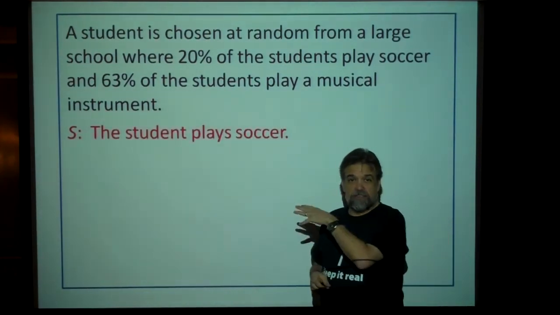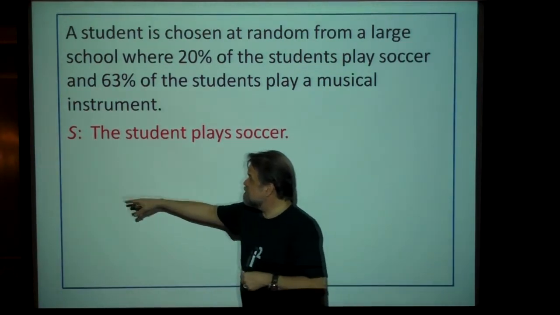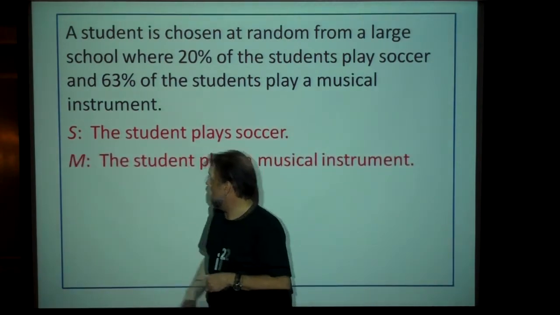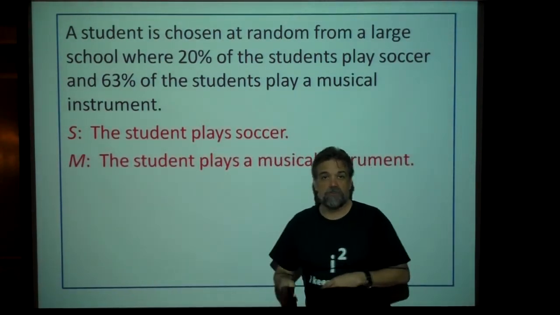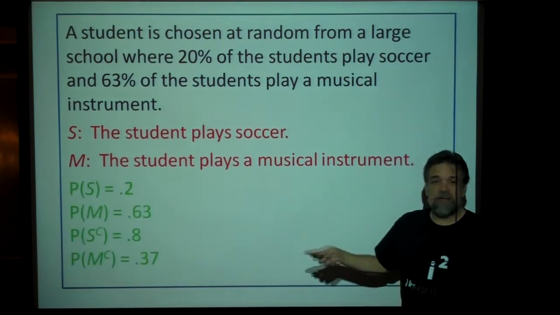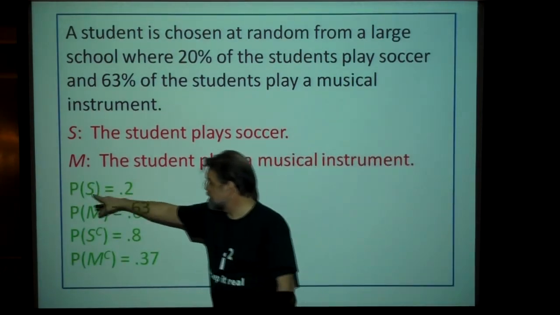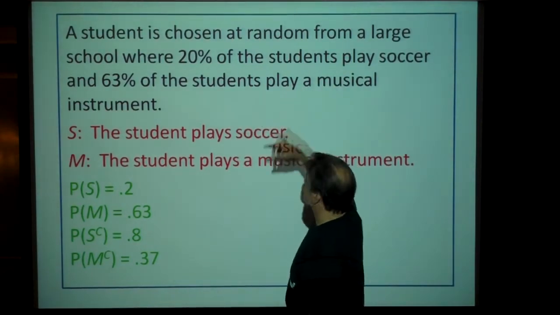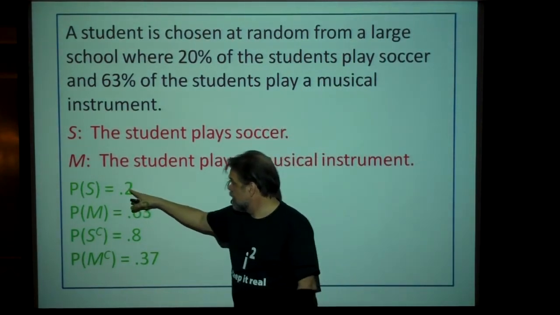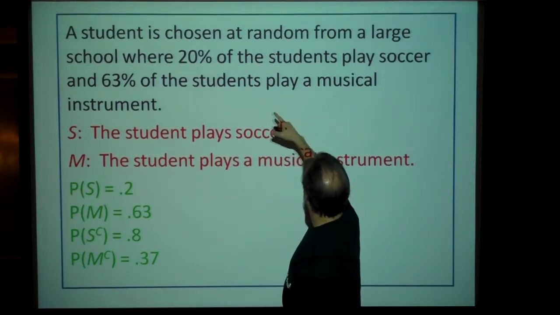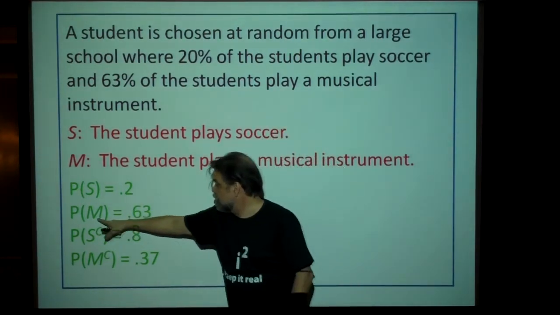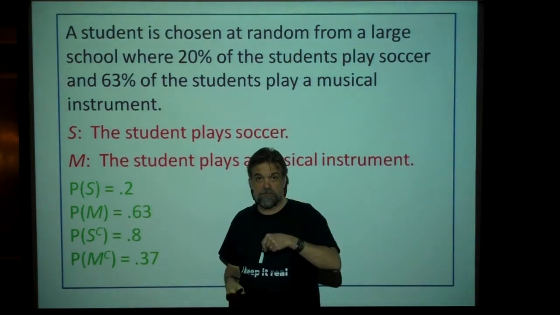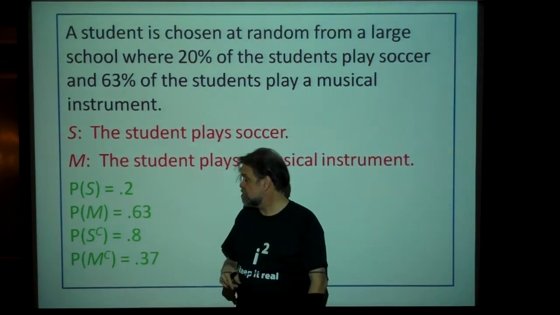First off, let's define our events. Event S is going to be the student plays soccer. Event M is going to be the student plays a musical instrument. And so now I have these probabilities. The probability of event S happening is 0.2. Why is that? Well, because 20% of the students play soccer. And since 63% of the students play a musical instrument, the probability of M happening is 0.63. Okay, so the probability of my particular student playing a musical instrument is 0.63.